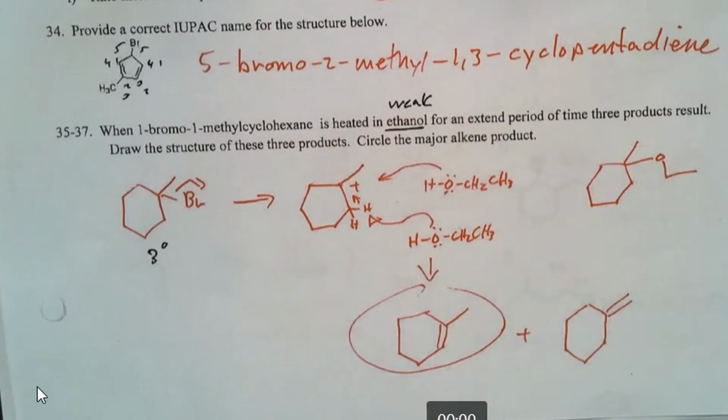When 1-bromo-1-methylcyclohexane is heated in ethanol, elimination products result. Draw the structure of the product or alkene products.